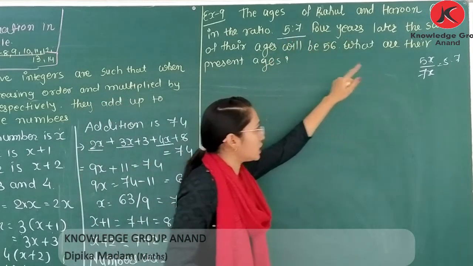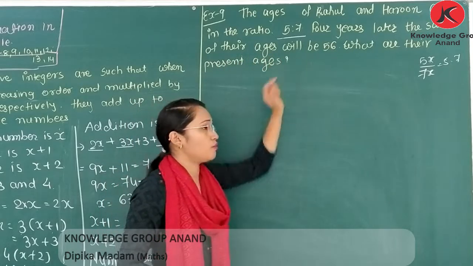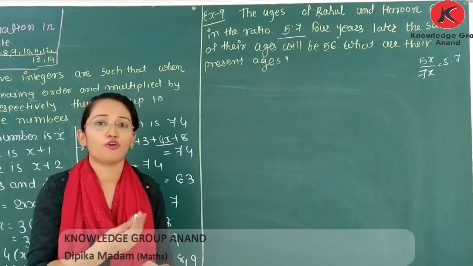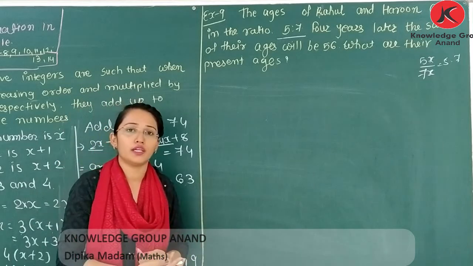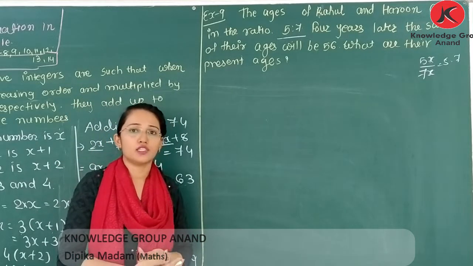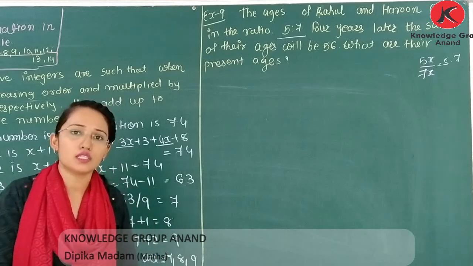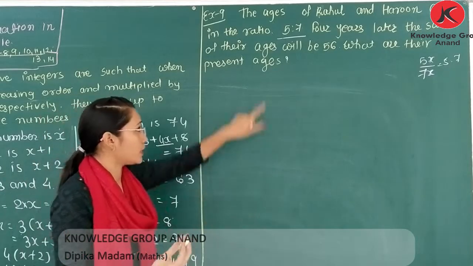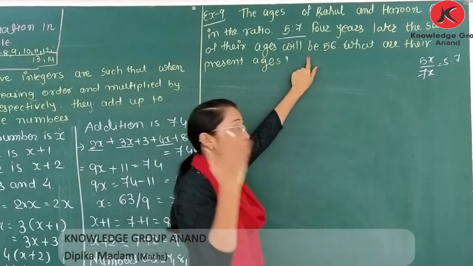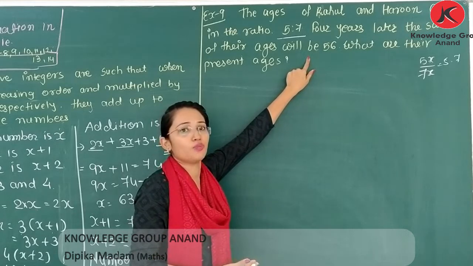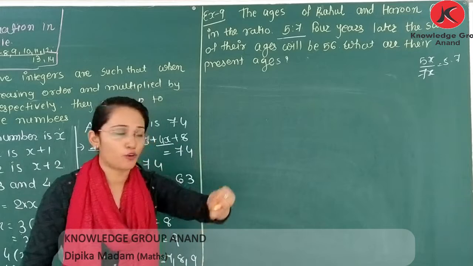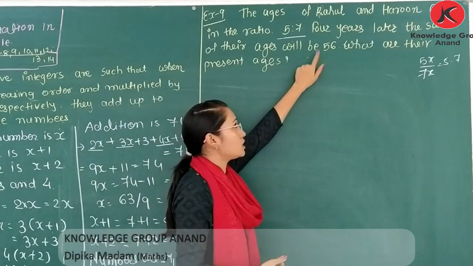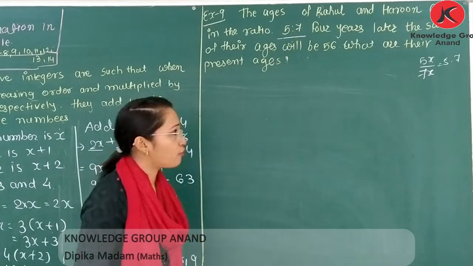4 years later, the sum of their ages will be 56. 4 years later means after 4 years. If your current age is 20, then after 4 years it is 24. If current age is 30, then after 4 years it is 34. And what will be Harun's age? That is 7x plus 4.